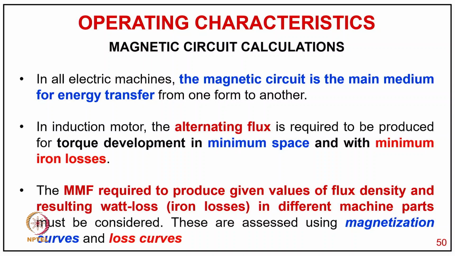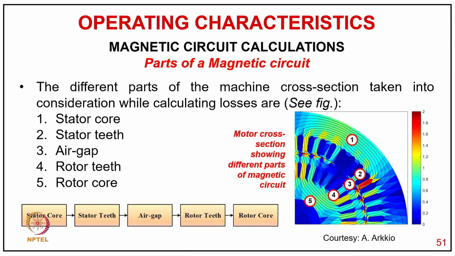So coming to magnetics, in all electrical machines, the magnetic circuit is the main medium for energy transfer from one form to another. In an induction motor, the alternating flux is required to be produced for torque development in minimum space and with minimum iron losses, and the MMF required to produce the given value of flux density and the resulting watt loss, iron loss in different machine parts must be considered. So these are assessed utilizing the magnetization characteristic and loss curve.